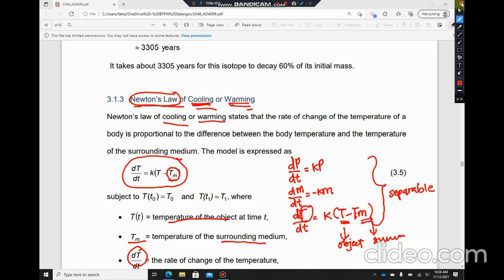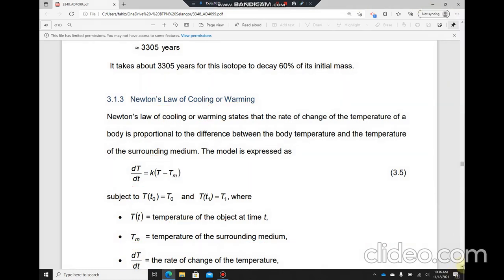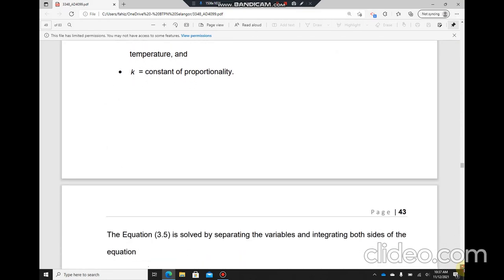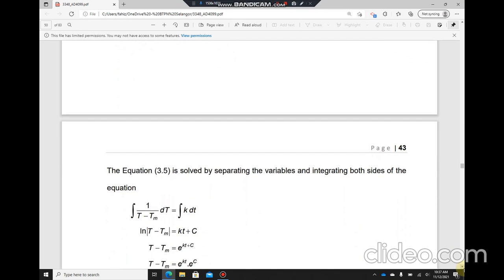Okay. And then next, T minus Tm is the difference between the object's temperature and its surrounding temperature. Maksudnya nanti untuk temperature kita ambil nilai temperature object tolak dengan surrounding temperature, and then k is a constant of proportionality. Okay, so yang itulah formula untuk Newton's law of cooling or warming.